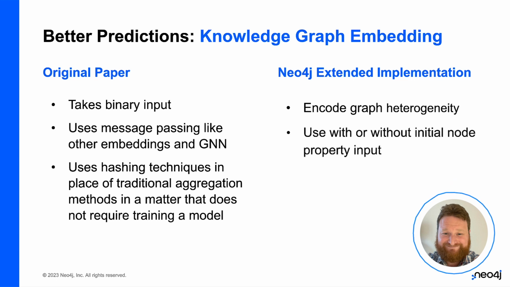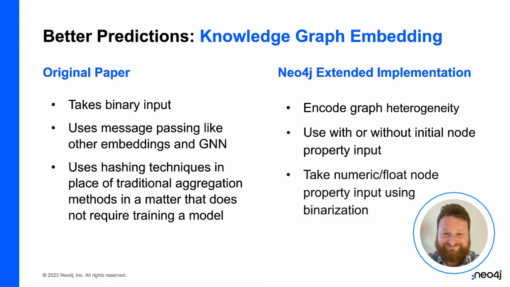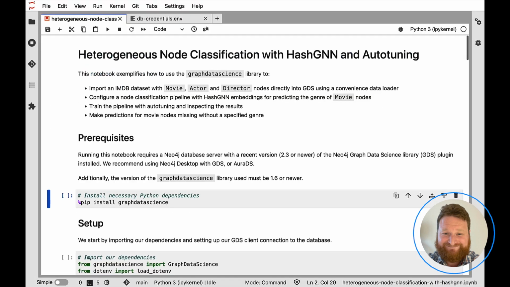It can be used with or without initial node property input. So if you just have a graph without any properties for the nodes, you can still run it. And it can do a few other things, like it can use numeric input, not just binary input, and create numeric output, not just binary output, which might be helpful for working with different machine learning models downstream or using different types of node attributes to begin with.